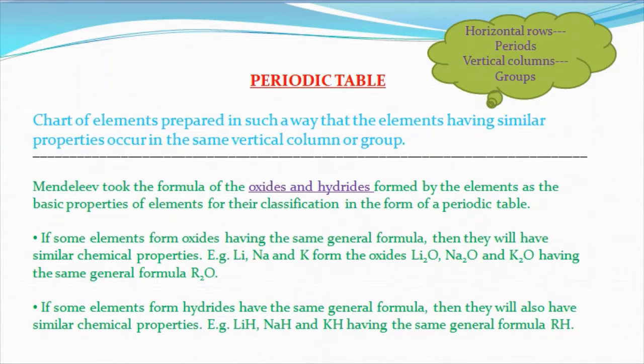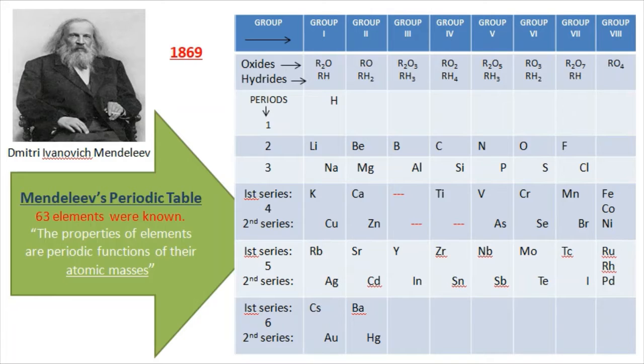Now see Mendeleev's periodic table. While working on the classification of elements, Russian scientist Dmitri Ivanovich Mendeleev found that when elements are arranged in the order of increasing atomic masses, the elements with similar properties occur at regular intervals. Based on this observation, he gave his law in 1869. And what was his periodic law? At that time, 63 elements were known, and his law was: the properties of elements are periodic functions of their atomic masses.